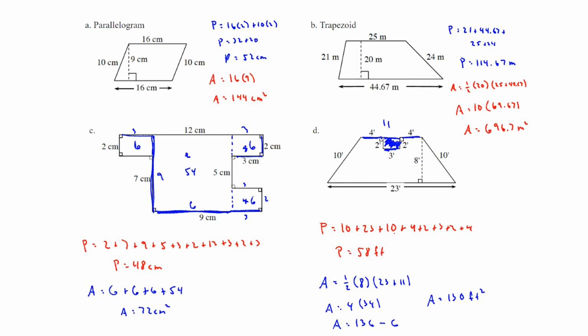So sometimes, like on C, we had to add in the little extra pieces, and then on D, since it was just missing one piece, we subtracted that out.